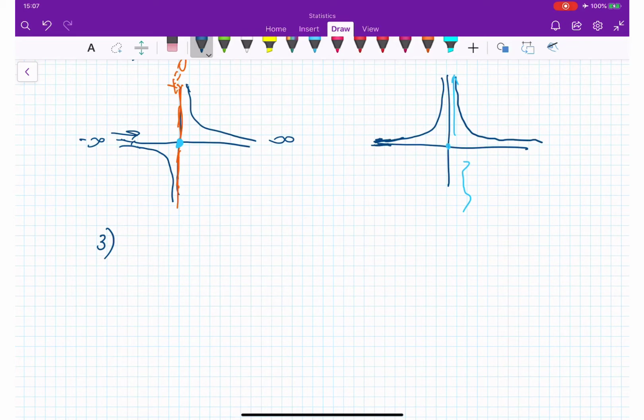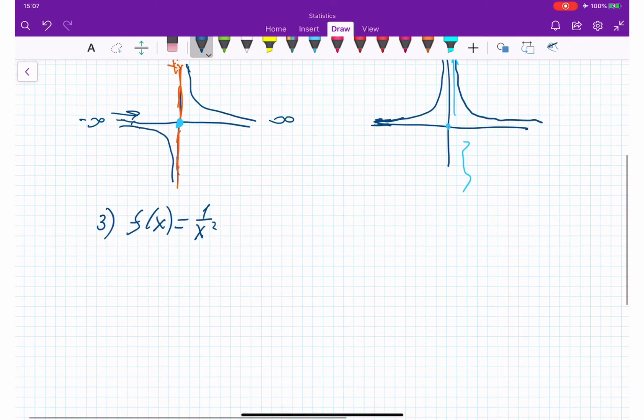F of x is equal 1 over x squared. What do we need to do here? Identify if the function is odd or even and find what's the symmetry of this graph. So first of all, how are we going to identify it's odd or even?